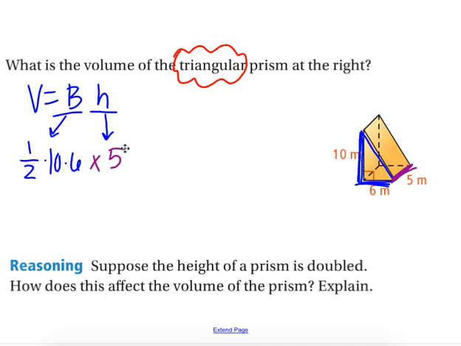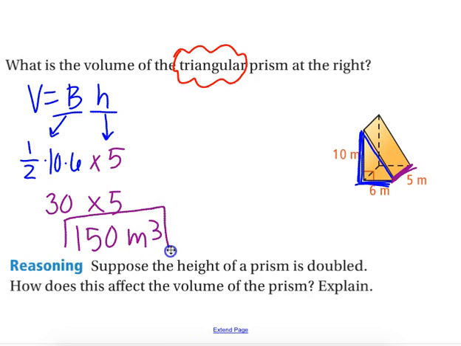Now just crunch it out. Half of 10 is 5. 5 times 6 is 30. Times 5. 30 times 5 is 150 meters. So remember, base area is whatever your base shape is. So a triangle, that's why that one was different.